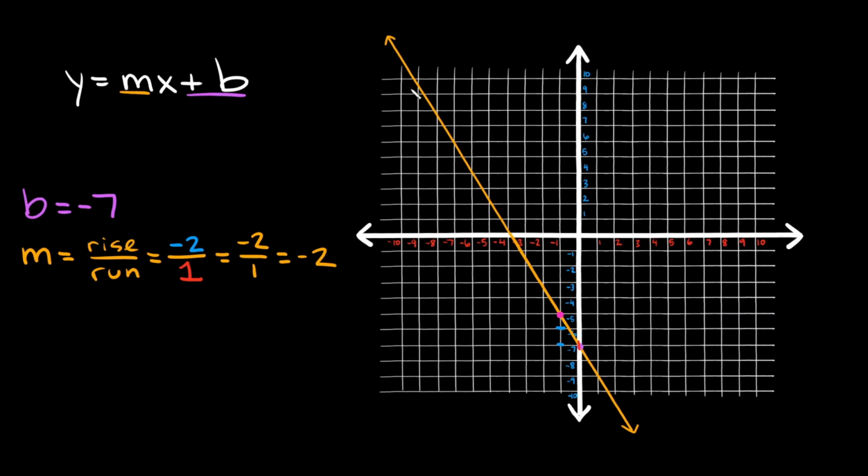And that works out, because since we have a negative slope, again, we expected to find a negative number for our slope. So we found the two things we were looking for: the y-intercept and the slope.